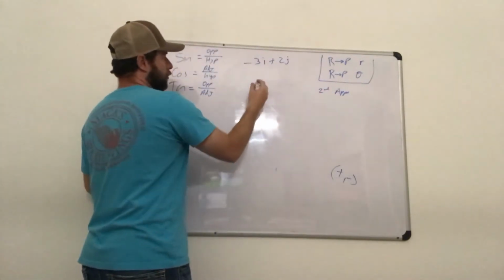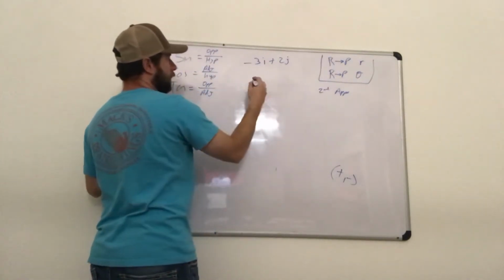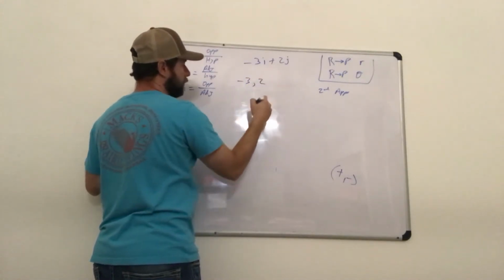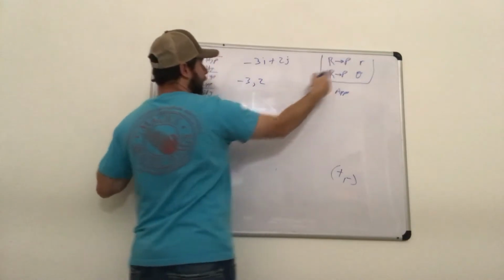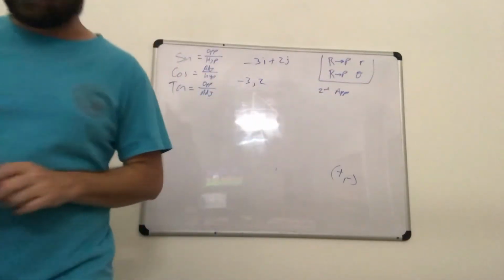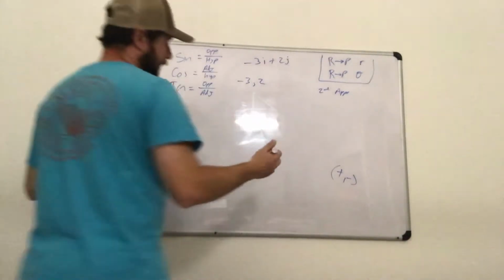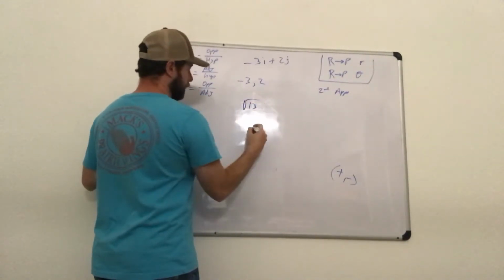So you're going to use the R to P R. So in your calculator, you're going to put -3, 2 after you press this button. And when you hit enter, what you're going to get for the radius is √13. Now you may get a decimal, and so that's fine.